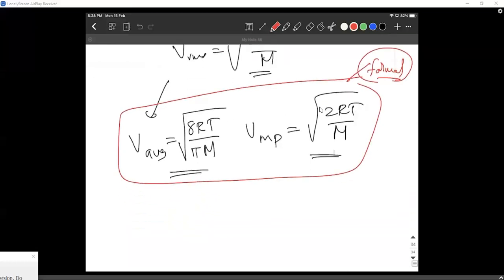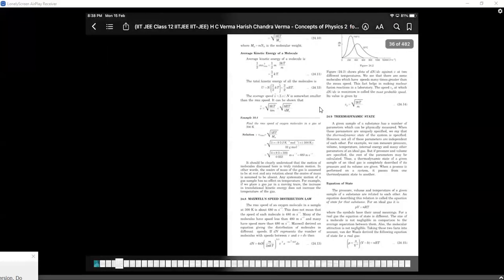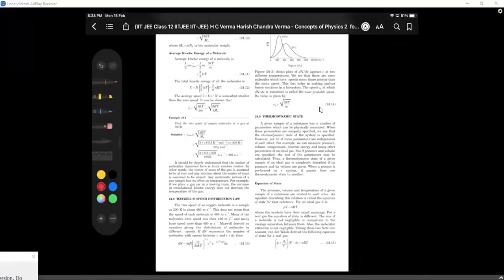There is a theory about it, about distribution. What do you call it? There is a word for it. I don't remember the names. Yeah, Maxwell speed distribution law. I will talk about it tomorrow, not today. But these formulas are supposed to be remembered.